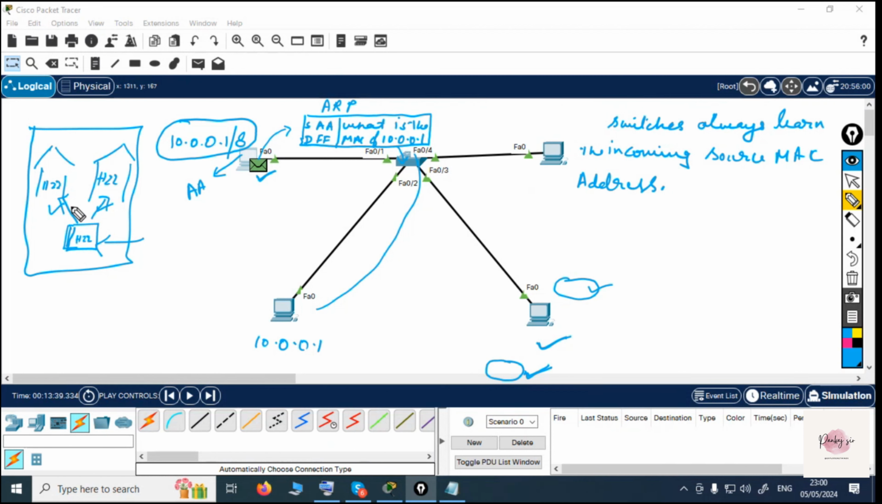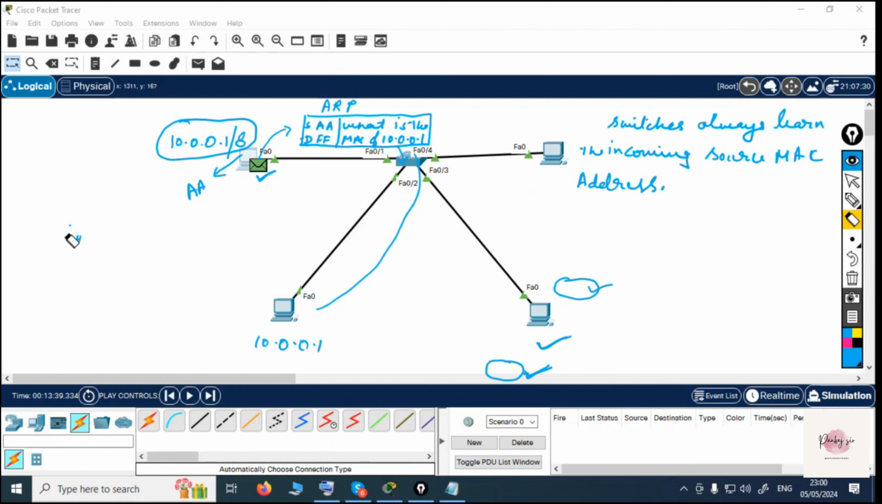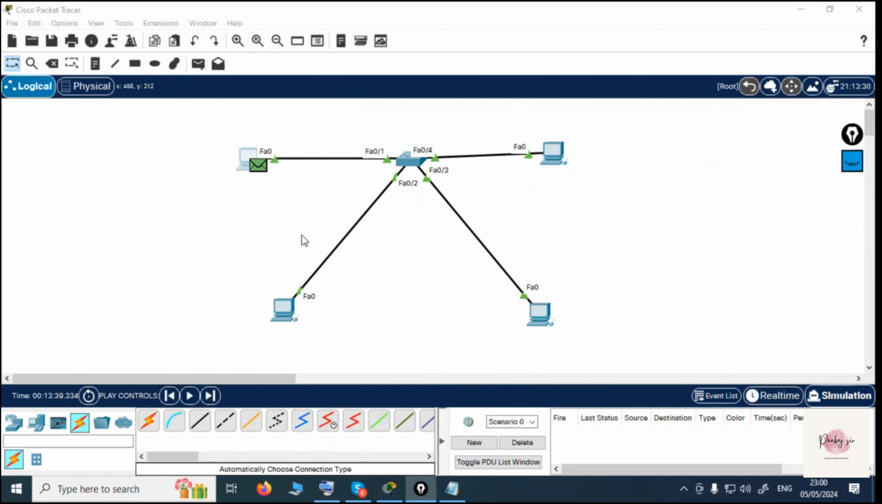So this will be a big problem. Therefore, when we configure some IP address in any device, it sends the ARP request. That device sends the ARP request for its own IP address. It wants to check if the same IP address has already been configured in some other device in that network or not. Getting my point? So now let's see what happens next.